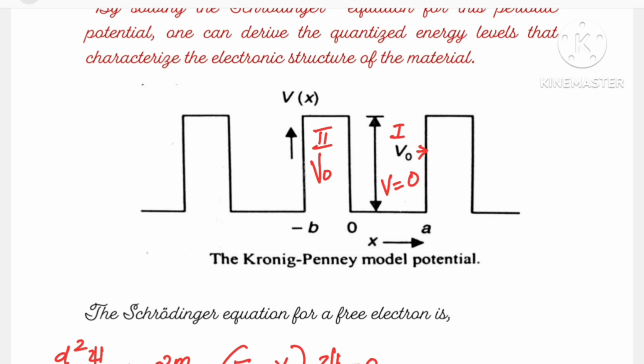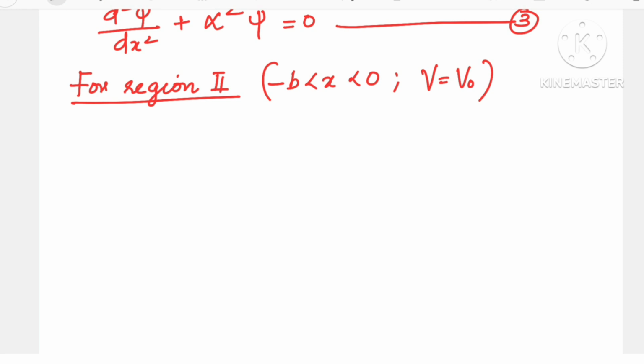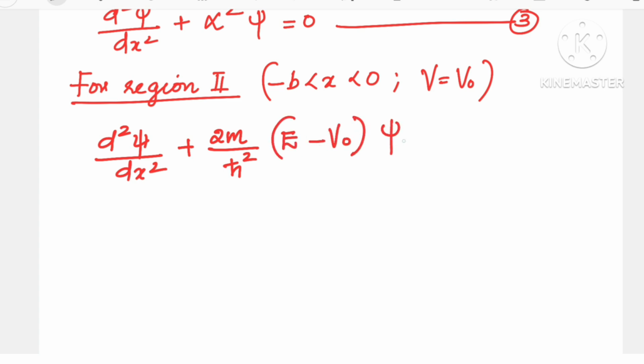Here for region 2, we consider x from minus b to 0 and V is equal to V0. Then the Schrodinger equation for region 2 becomes d square psi by dx square plus 2m divided by h cut square into E minus V0 into psi is equal to 0. This is equation number 4.